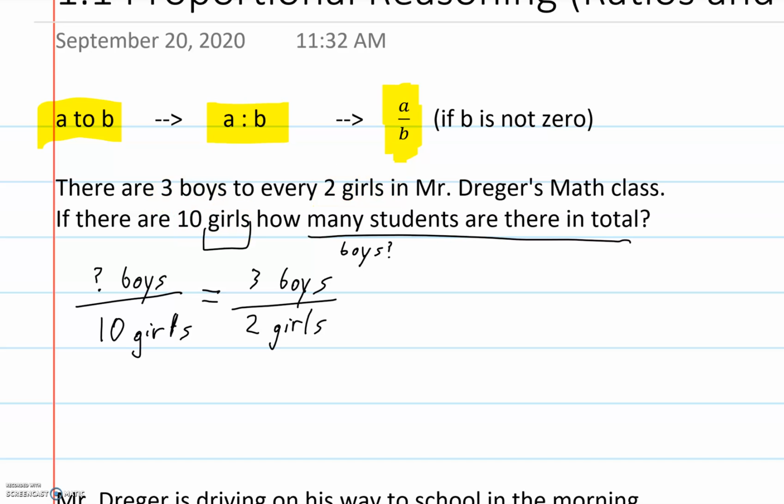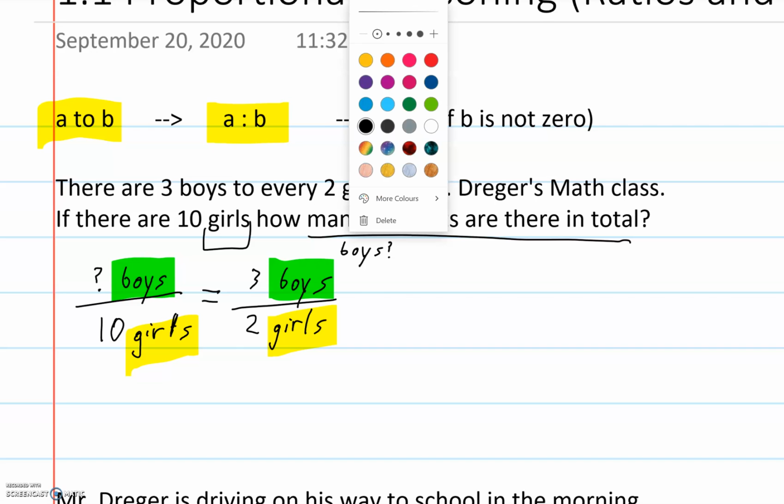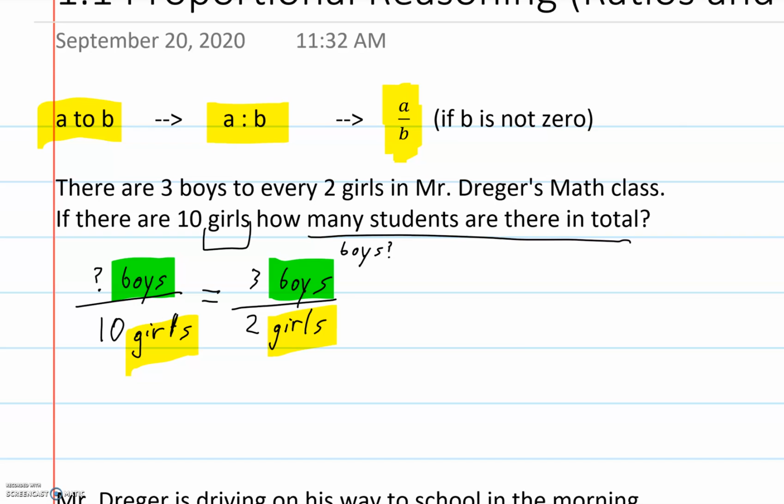So we want to know how many boys there are, and we know how many girls there are, and we know the ratio. Just making sure, like firing this home, whatever's on the bottom on one side needs to be on the bottom on the other side. Whatever's on top on one side needs to be on top on the other side. Now that we have this, yes, we can do what we like to say in class, cross multiply.